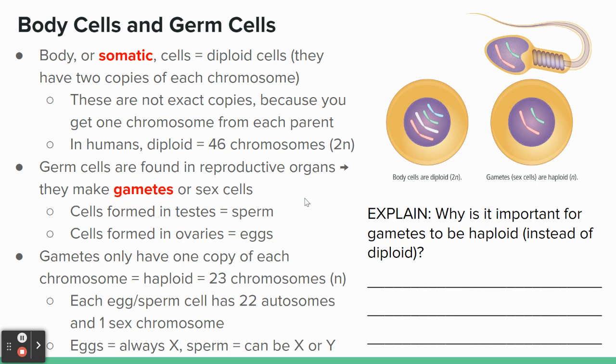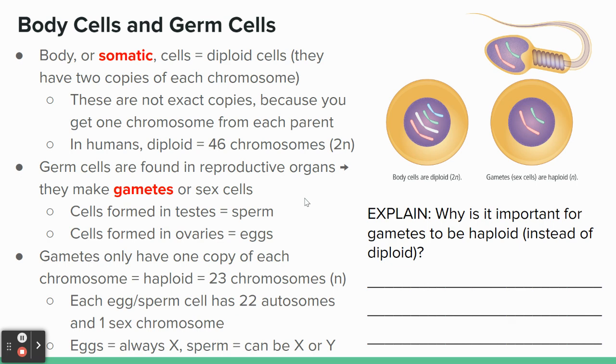Germ cells are cells that are found in reproductive organs. They make up gametes, or sex cells. So germ cells become gametes. Now, cells that are formed in the testes are called sperm. Cells that are formed in the ovaries are called eggs. Gametes only have 1 copy of each chromosome, which are haploid cells, okay? And that means they have 23 chromosomes, not 46. We represent this as N, not 2N.